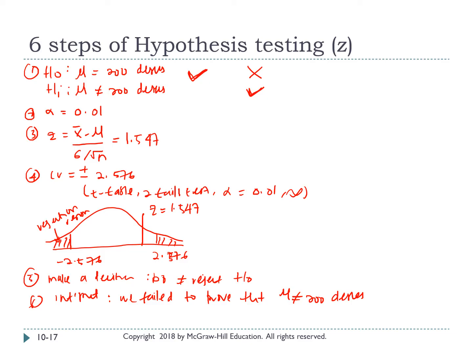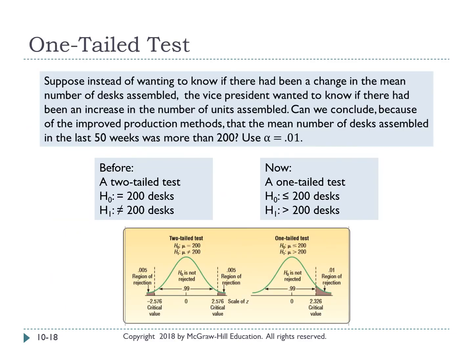Okay? So let's look at the examples of one-tail test. When we talk about one-tail test, it means that you want to look at one side of your diagram. Suppose the vice presidents wanted to know if there had been an increase. So in this case, the keyword is increase. The question can also ask about decrease, or larger, or smaller, lesser, or bigger. If you look here, increase means that you want to look at the right side of your diagram. If the question asks about decrease, you are referring to the left side of your diagram.